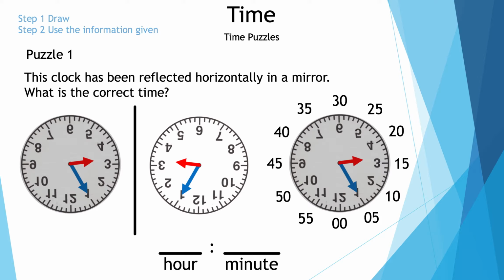So therefore, we can see better what is going on. Let's take a look at the minute hand first. We can see that it is at 05. And there we have it. Now, let's take a look at the hour hand. It is between 3 and 4, and so therefore it is 3 o'clock. So that is your final answer, 3:05.